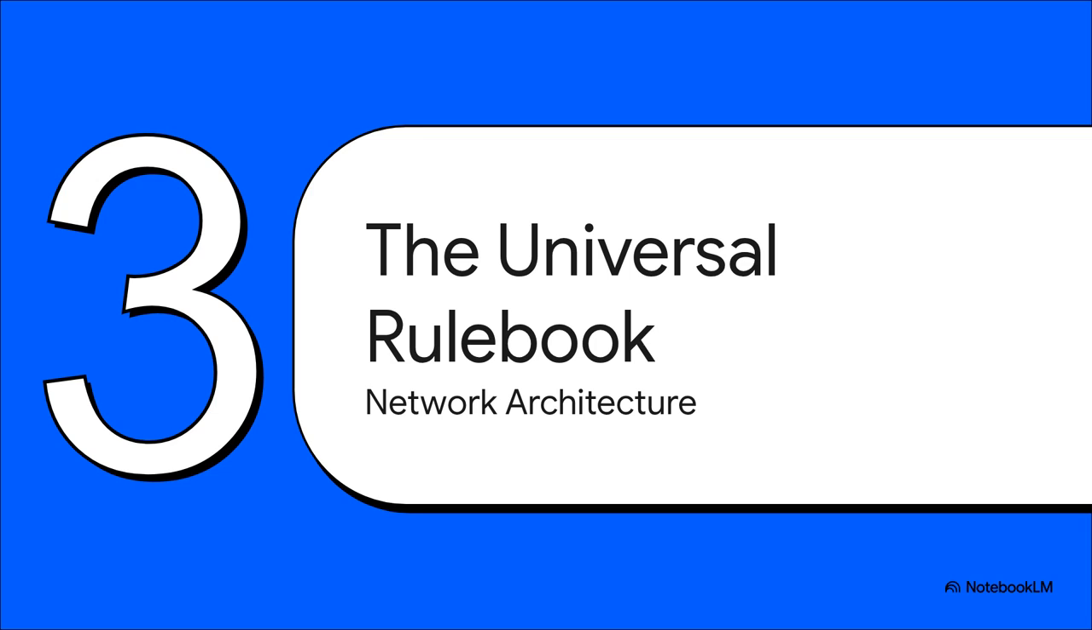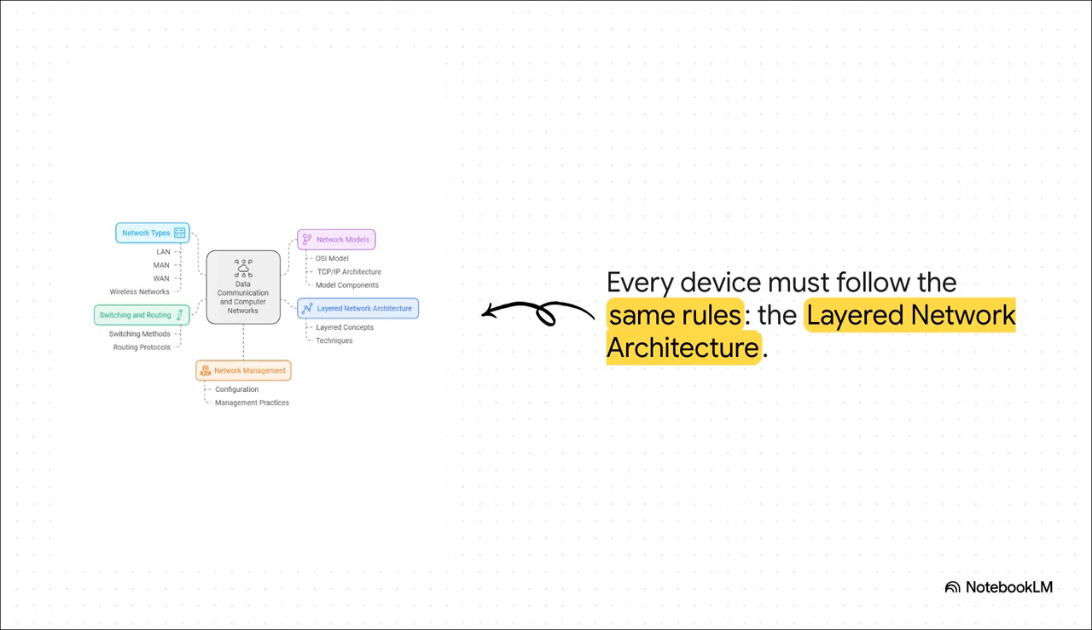Now, you might be thinking, how does all this not just descend into complete and utter chaos? I mean, you've got all these different devices from different companies all over the world. Well, it all works because everyone, and I mean everyone, has agreed to follow the same set of rules. And these rules make up what we call a layered network architecture. You can just think of them as the fundamental traffic laws of the internet. They make sure that data from any device, anywhere, can travel smoothly and be understood by any other device.